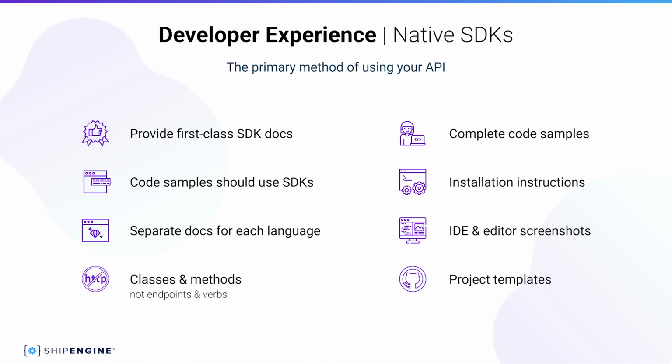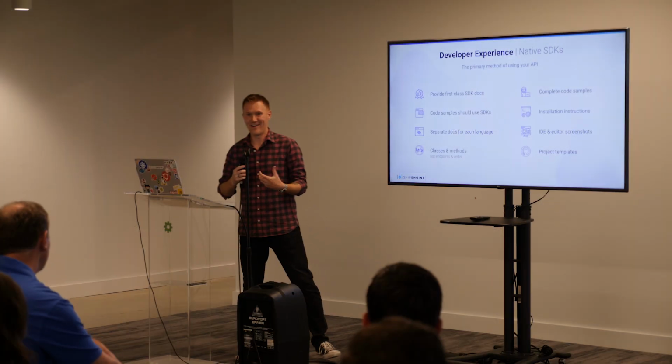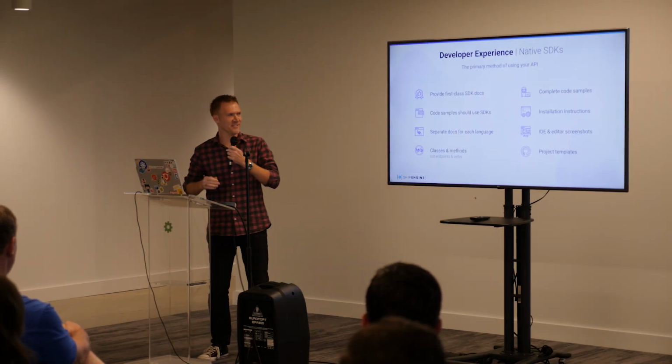Because we are now documenting a software product, you need to include things that you normally wouldn't for a REST API, things like installation instructions or IDE and editor screenshots. So if you're documenting a Java SDK, then people are going to expect you to have instructions on how to set up IntelliJ or, I don't know, whatever other IDE Java people use these days.